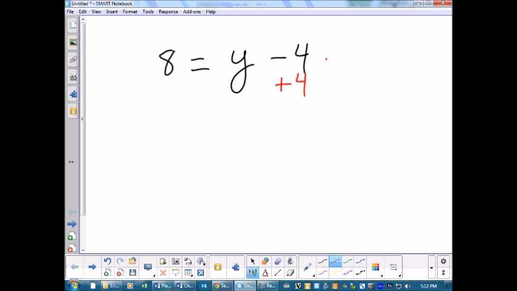Now, is my equation balanced right now? No, it is not, because we added 4 on this side. So we have to add 4 on this side. Okay, now these two cancel out, and you're left with y over here. And 8 plus 4 gives you 12. And that's your answer. Y equals 12.